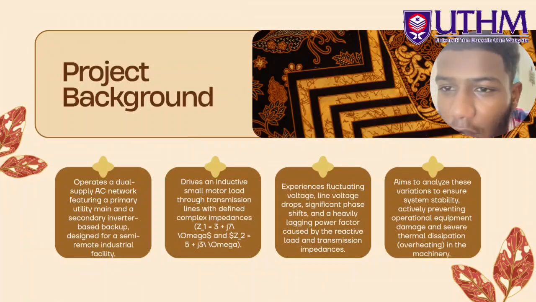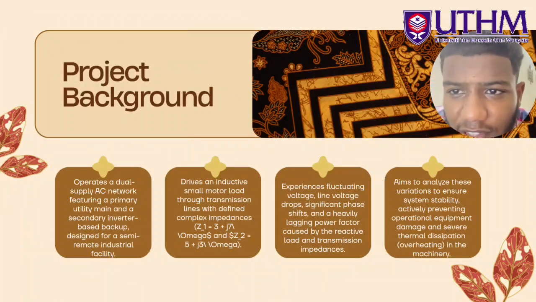plus j3 ohms. However, the system experienced several power quality issues, including voltage fluctuation, voltage drop, phase shift, and low lagging power factor. These problems are mainly caused by the reactive components of the load and the transmission line impedance. As a result, the system may become unstable and less efficient. In several cases, these conditions can lead to excessive thermal dissipation, overheating, and possible damage to electrical equipment.